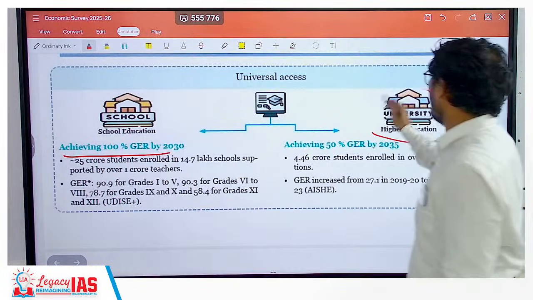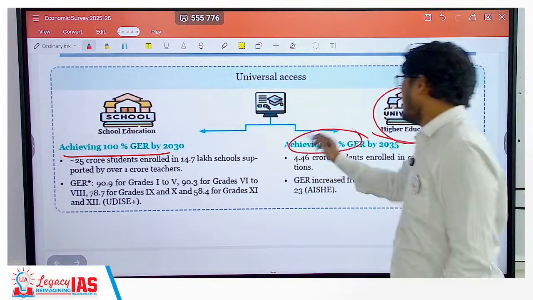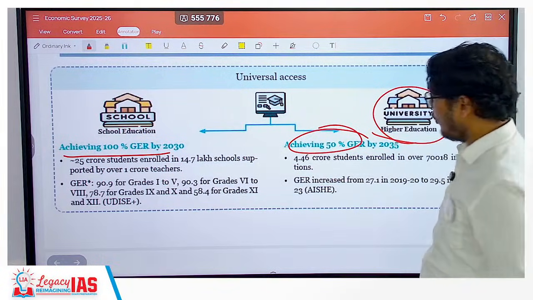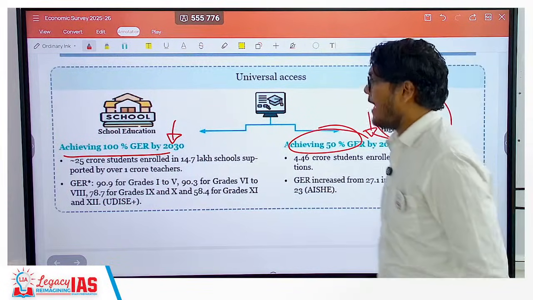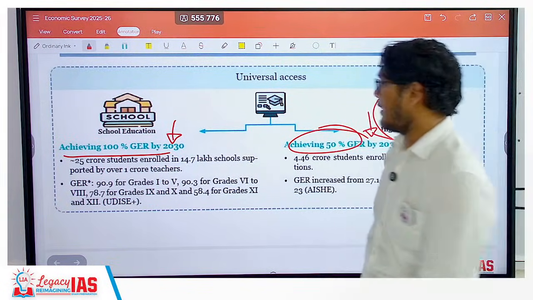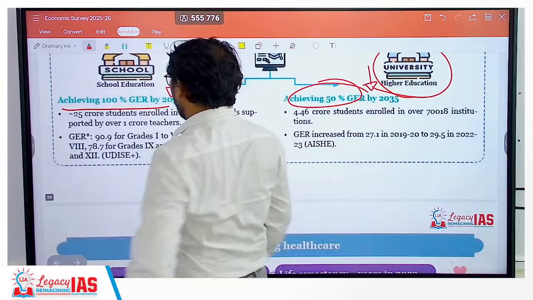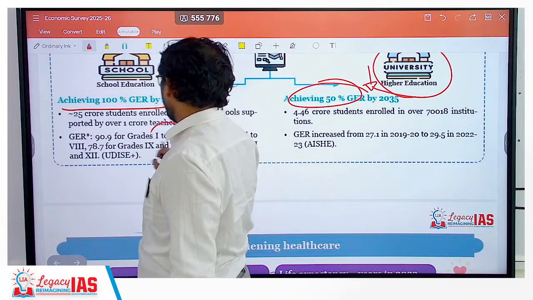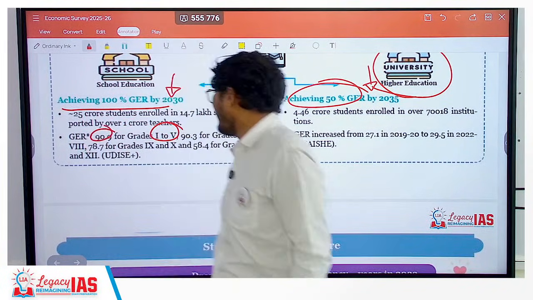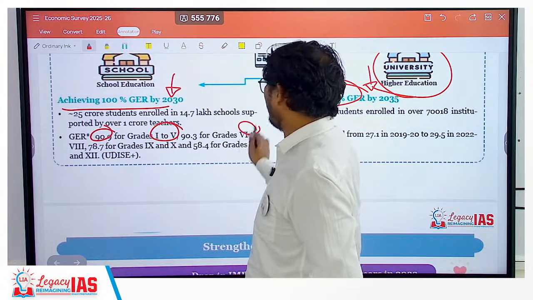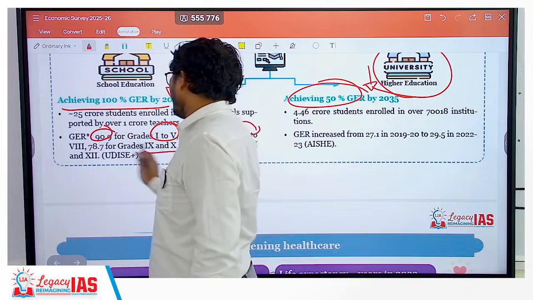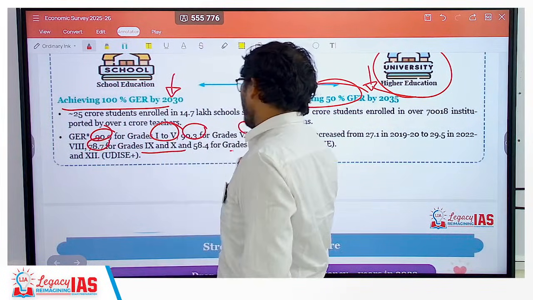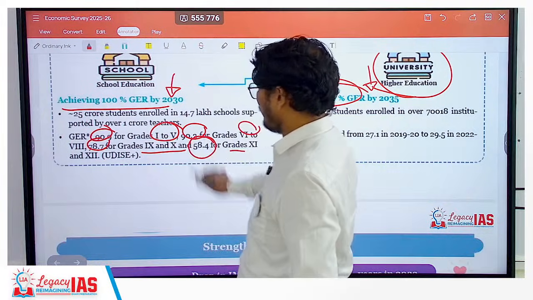For higher education in universities, our target is 50% should be enrolled. Both targets we want to achieve by 2030, and we are doing considerably well over here in terms of enrollment. So up to 1st to 5th standard, 90% enrollment is there. 6th standard to 8th standard, again 90.3. 9th and 10th, 78.7. 11th and 12th, 58.4. So some work needs to be done.